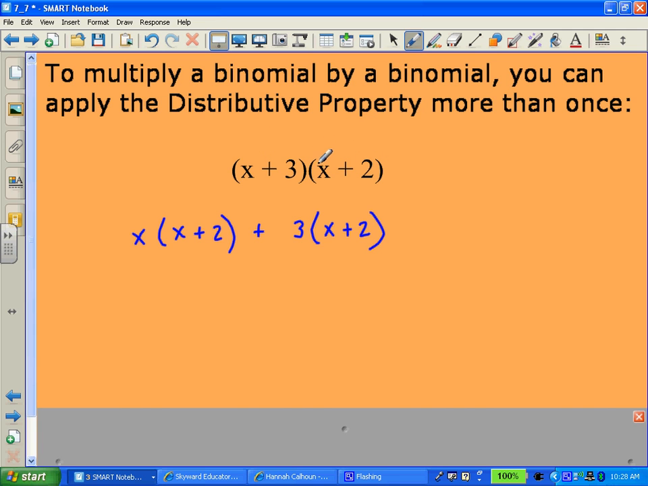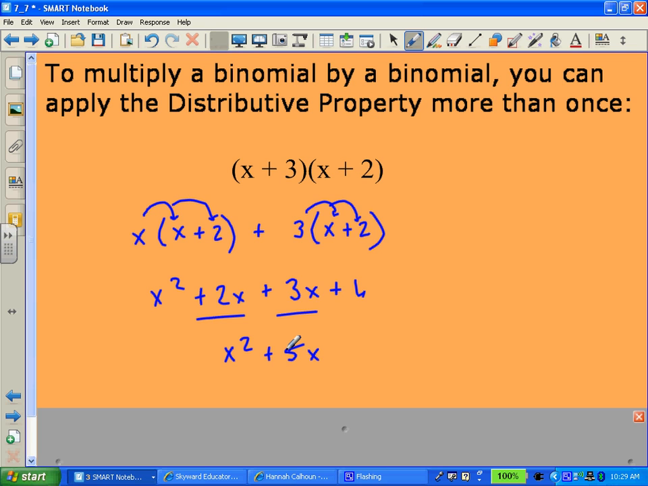Alright, I can do that. That's legal. It's like taking the x times 2 and then the 3 times x times 2. So when I do that, I get x squared plus 2x, and then when I distribute the 3, I get 3x plus 6. And then I of course combine like terms, so I get x squared plus 5x plus 6 as my answer.